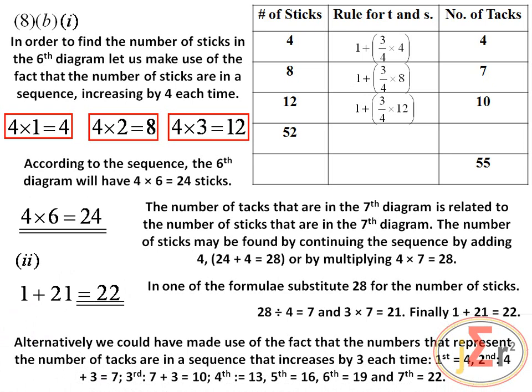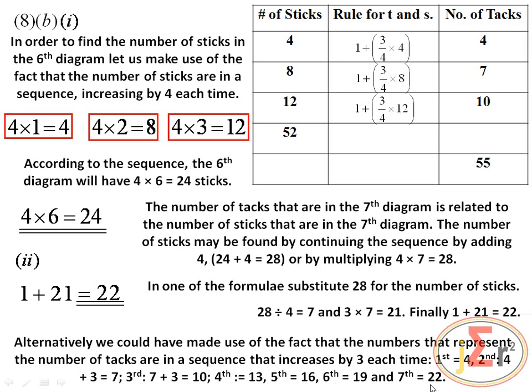Alternatively, we could have made use of the fact that the numbers that represent the number of tacks are in a sequence that increases by 3 each time. Here we have it, increasing by 3 each time. So the first is 4, then the second is 4 plus 3 is equal to 7, then the third is 7 plus 3 is equal to 10, the fourth is, add 3 to that, 13, plus 3 we have the fifth, which is 16, and then eventually we get to the 7th diagram.